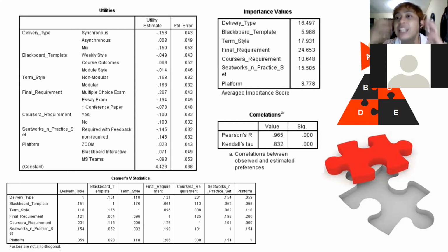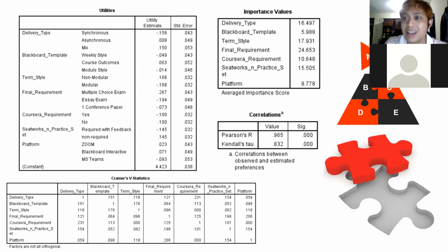It's not the complete design, but even so, the result is actually quite good, because if you see this one, the Pearson correlation and Kendall tau. Okay, so here Pearson correlation should be higher than 0.7, Kendall tau higher than 0.6. So it means that your construct is actually quite reliable.